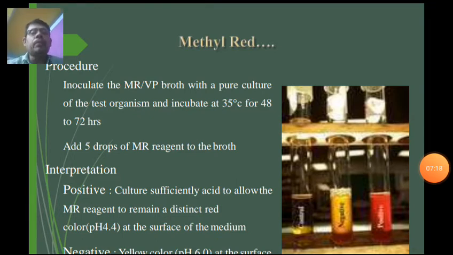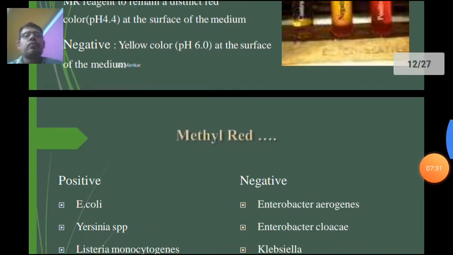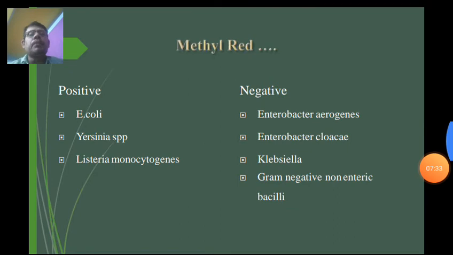The positive color will be sufficient acid to allow the reagent to maintain the distinct red color, at a pH of 4.4 on the surface of the medium. Negative is a yellow color, at pH 6, on the surface of the medium. The methyl red test is positive in case of E. coli, Neisseria piscis and Listeria monocytogenes.